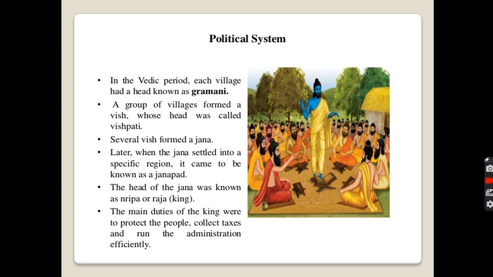In this system, the duties of the king were to protect the people, to collect taxes and to run the administration. To run the administration smoothly, the king used to appoint various officers to take care of it, and they were given different work with different names. For example, the officer who collected the taxes was known as Bhagadugha. In the system, four institutions guided the kings: Sabha, Samiti, Vidatha and Jana. The head of the Jana was known as Nripa or Raja, that is the king.